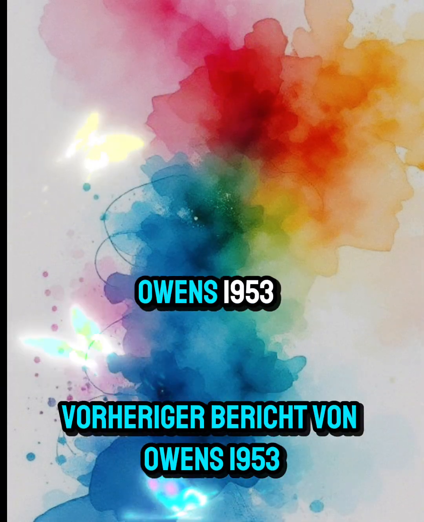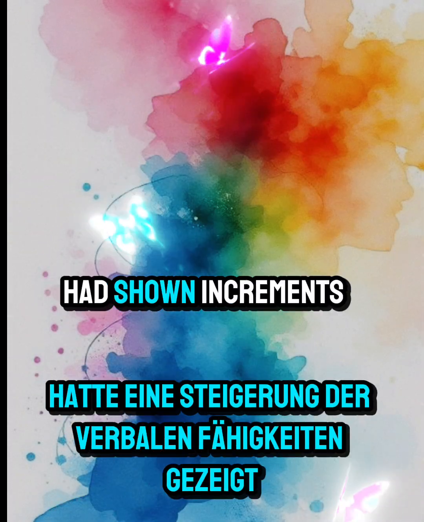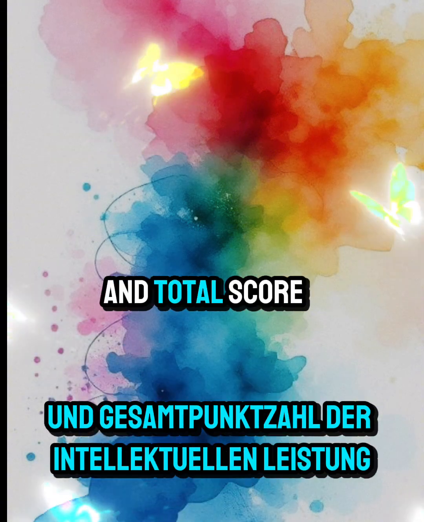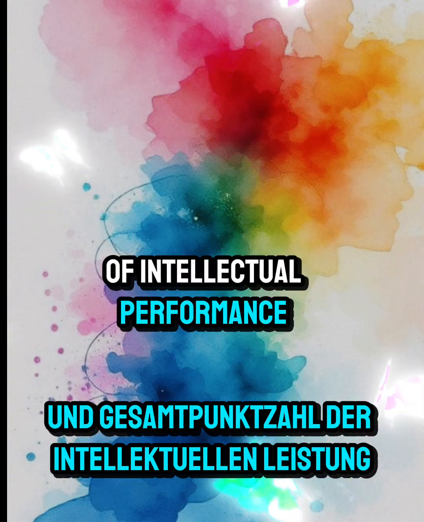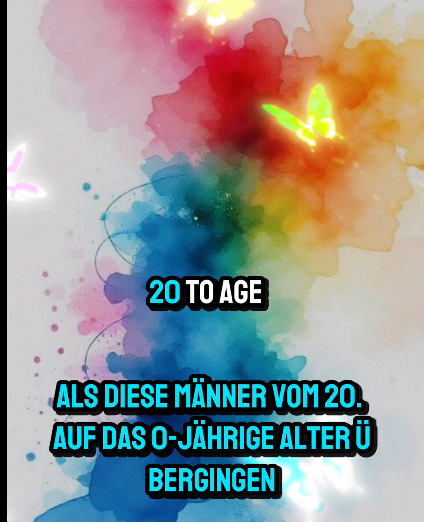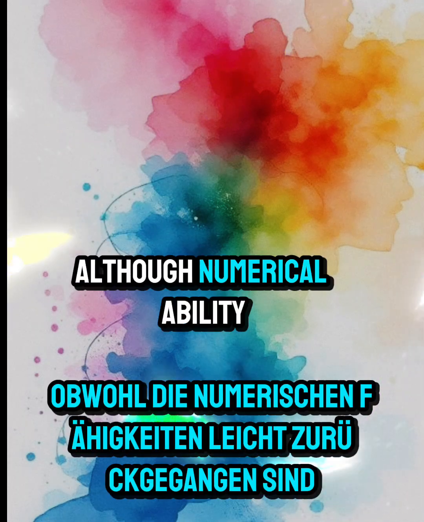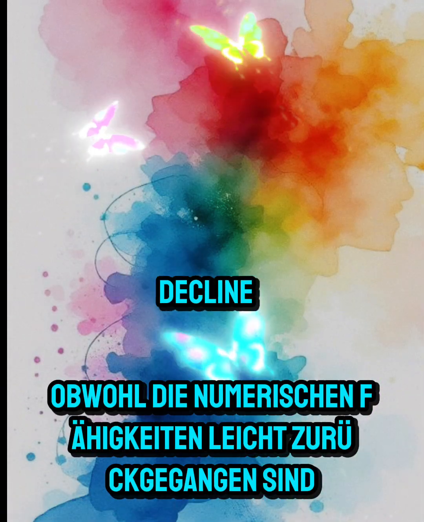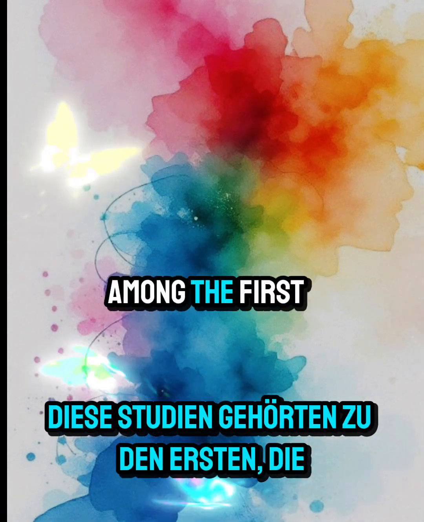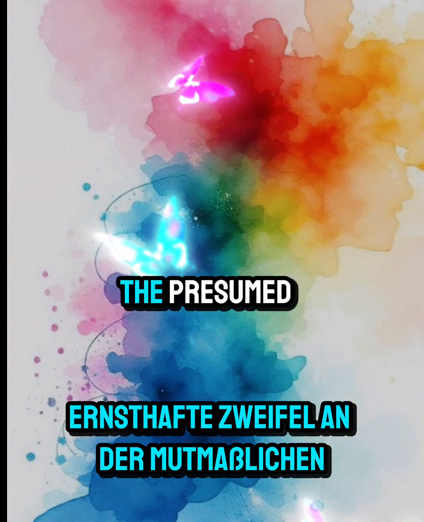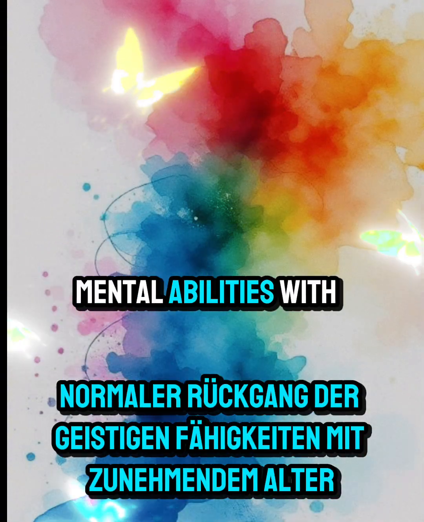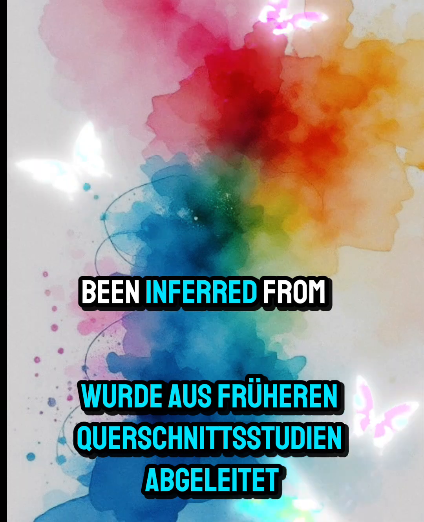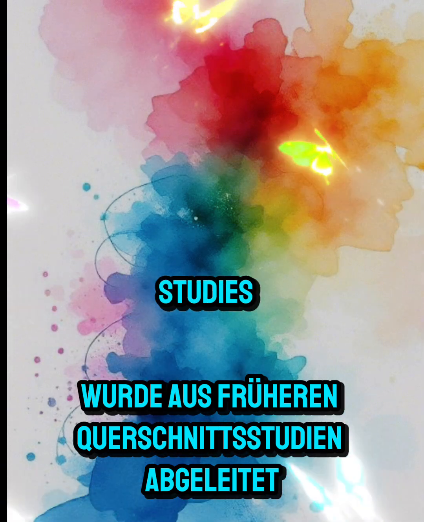A previous report by Owens, 1953, had shown increments in verbal ability and total score of intellectual performance as these men moved from age 20 to age 50, although numerical ability showed a slight decline. These studies were among the first to raise serious doubts about the presumed normal decline in mental abilities with advancing age that had been inferred from earlier cross-sectional studies.